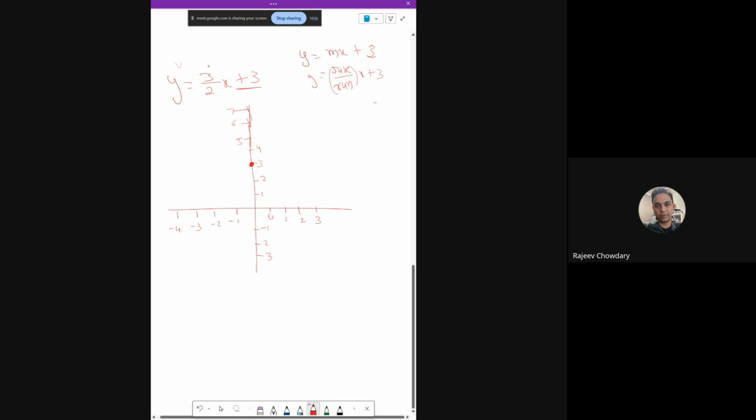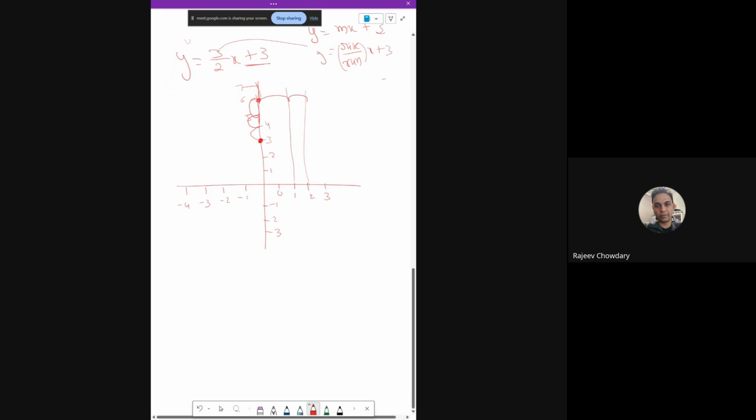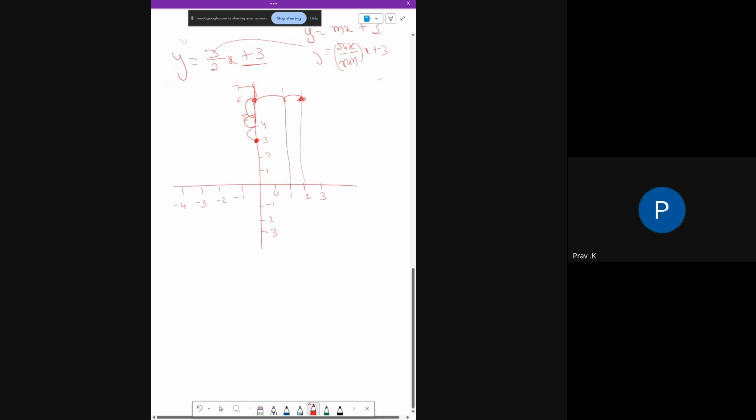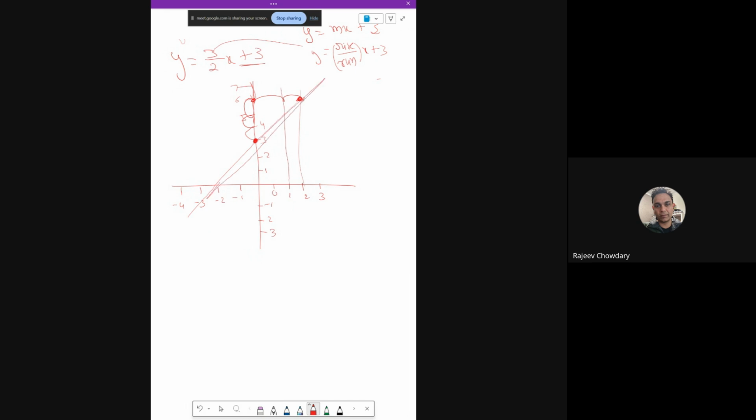What is the rise here? Rise is 3. So 1, 2, 3. That's the rise. And what's the run? So that's 2, right? So you basically run 2, 1 and 2. And then this is where it connects. So if you actually connect the lines, it goes like this. Okay, so it's basically going like this. So that is how you can quickly draw the diagrams.